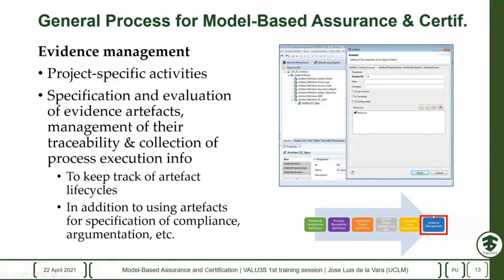And the last activity, even though actually it's, I would say, a transversal activity, is to collect the information of all those artifacts that correspond to evidence for your project, evidence of compliance or evidence of dependability. So you have to characterize the artifacts, specify their life cycle, manage their traceability, and also consider process execution aspects. At the end, we need to keep track of the life cycles of the artifacts, and we will later use this information to specify how we are complying with a standard or link them to the argumentation to justify the dependability of the system.